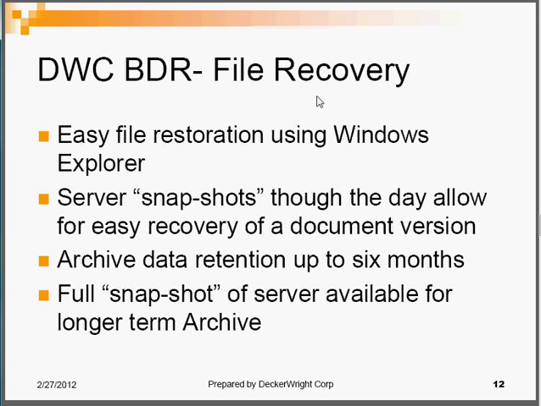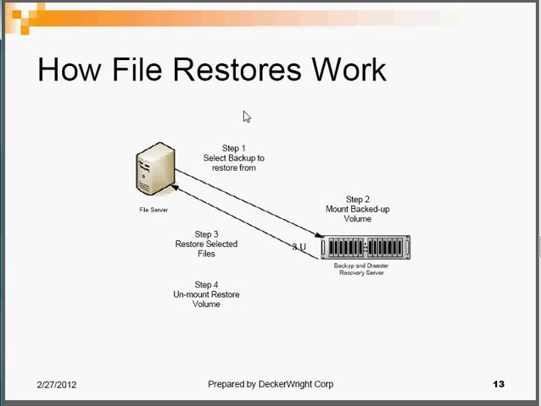How file restores work: first you select the backup you're going to restore from. You mount the backup as a volume in Windows. You go to Windows Explorer, you pick the files you want to restore, put them where you want, and then you unmount the restore volume. Very simple process.